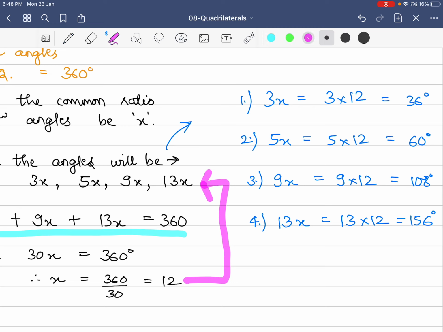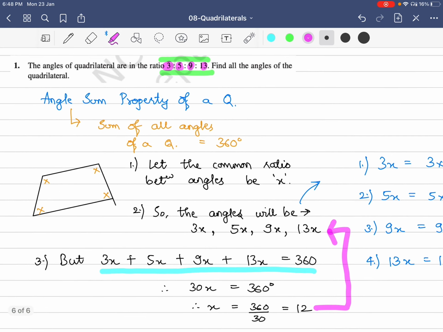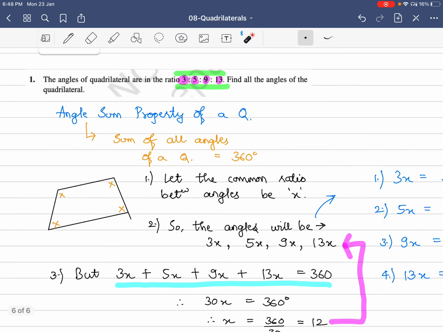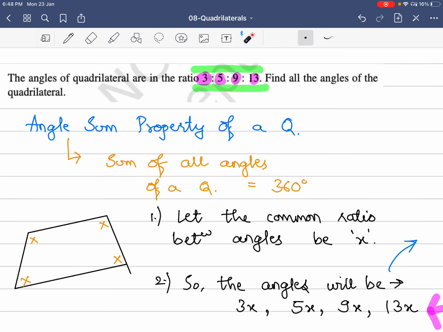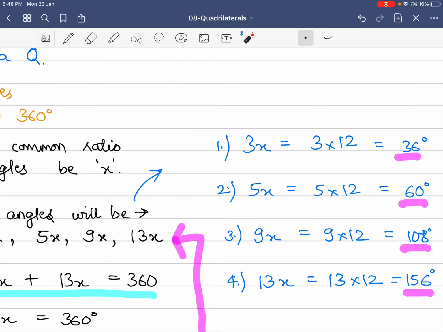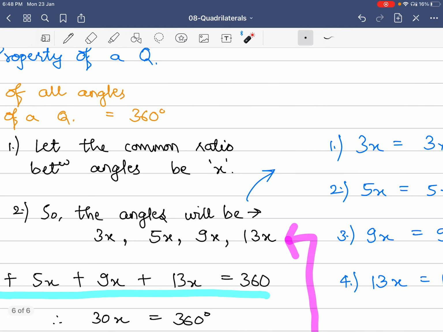So the four angles that we want are 36 degrees, 60 degrees, 108 degrees and 156 degrees. These are the four angles that the question was asking us to find. Let's read the question again. Find all the angles of the quadrilateral. So these are all the angles of the quadrilateral. Now, this was the first question.